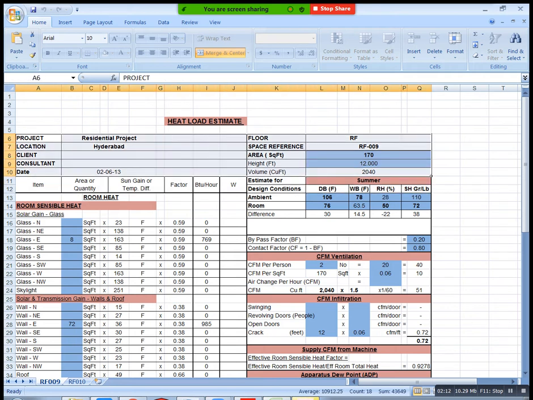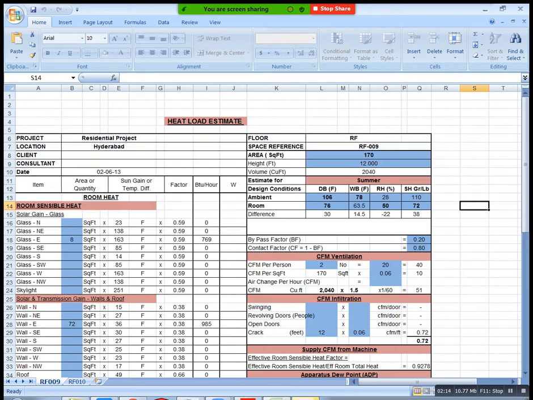After this we need to mention our design condition. Okay, design conditions means, see here we have dry bulb temperature, wet bulb temperature, and RH, relative humidity. Next, humidity ratio is there. How can we find out our design conditions?